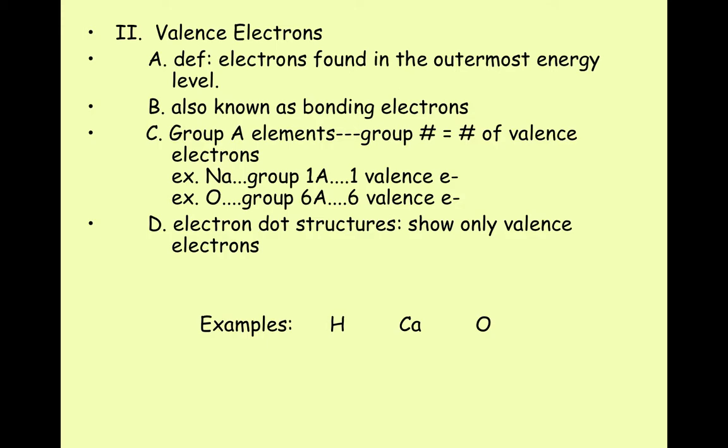Now, valence electrons are the electrons in the outermost shell. These determine the bonding that elements have. We know that for the group A elements, the group number equals the number of valence electrons. So that means for group 1 with sodium, they have 1 valence electron. We refer to group 6A with oxygen as having 6 valence electrons. Sometimes you might call that group 16. You just have to remember, it's going to be fewer valence electrons because we don't count the D electrons.